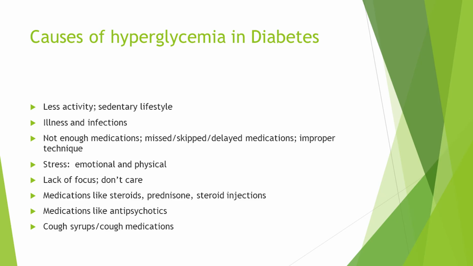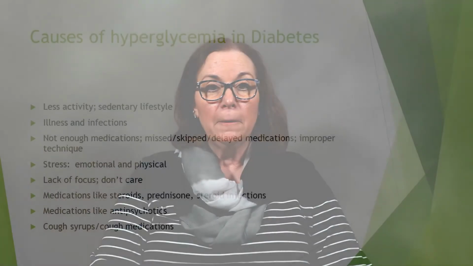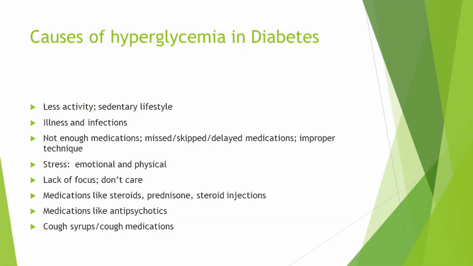And during illness and infections, we want to stay on top of that hyperglycemia and keep it as well controlled as possible. If patients are not taking enough medicines, let's say you're missing pills or injections, you're skipping, delaying medications, or stretching it out because you can't afford your medicines, we'll see higher blood sugars. If, say, for instance, you're using insulin or another injectable and you're injecting improperly, we can also see high blood sugars from improper technique.